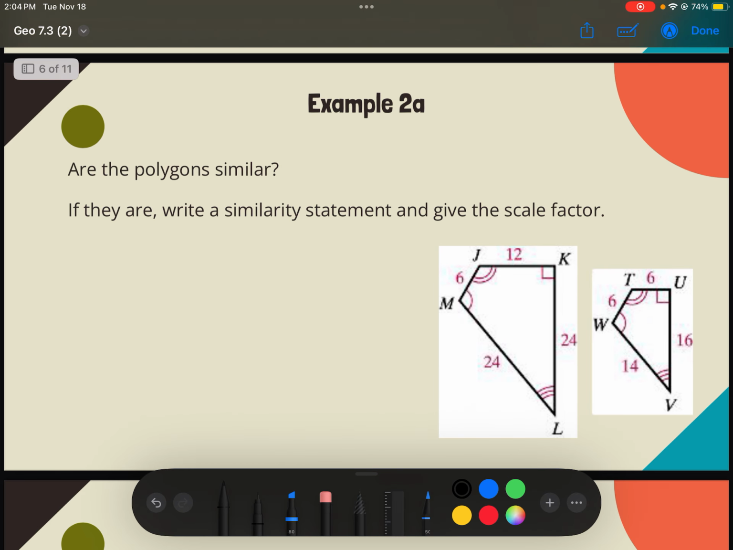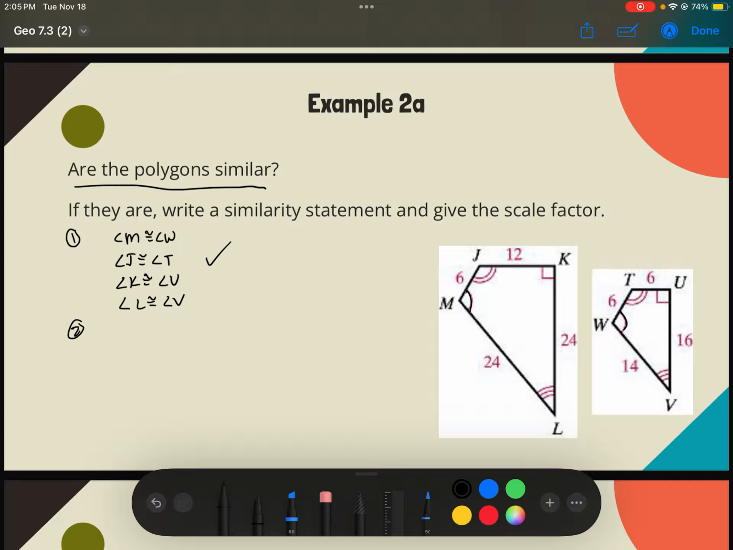Example 2, we're going to split this one up into 2 parts. So 2A, we're going to deal with these polygons. First, they're just saying, are these similar? What I want to do is see, do I have 4 pairs of congruent corresponding angles? We can jot down over here. I see that M and W are congruent, so angle M is congruent with angle W. The ones with 2 arcs are angle J, so that's congruent with angle T. Then we have angle K is congruent with angle U. And lastly, we have angle L is congruent with angle V. So with the angles, so far so good. We have 4 pairs of congruent corresponding angles. That's good, and that's kind of part 1.